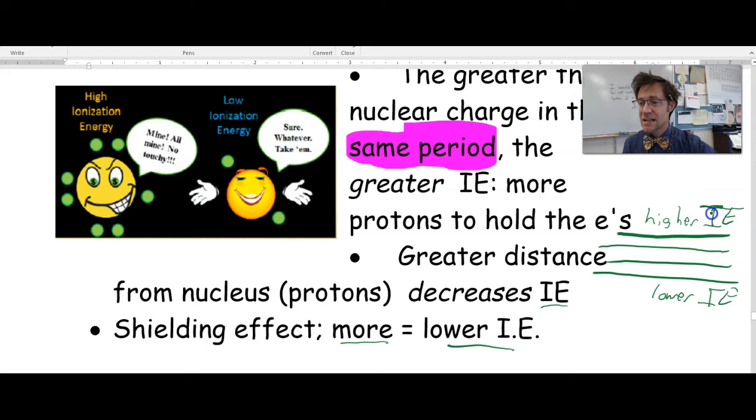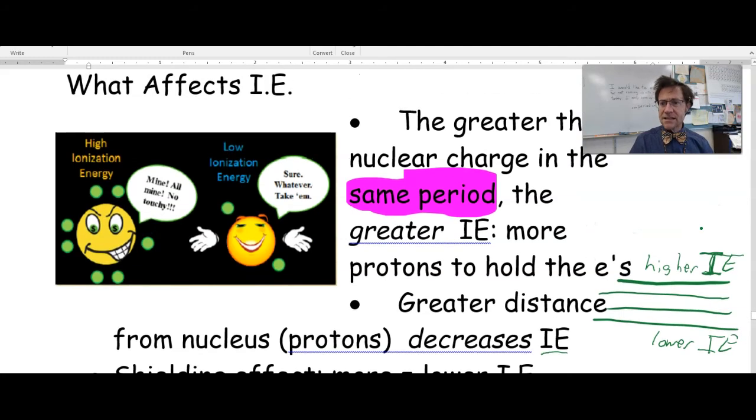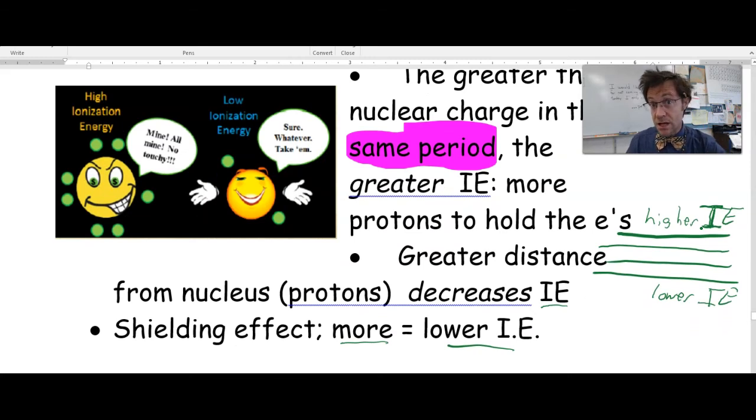Which is kind of like the exact opposite of the radius and stuff, because it's the exact opposite. Radius gets bigger, ionization energy and electronegativity get smaller. So like I said, the greater the nuclear charge in the same period, the greater the ionization energy, because there's more protons there to hold onto the electrons and make more proton pull.